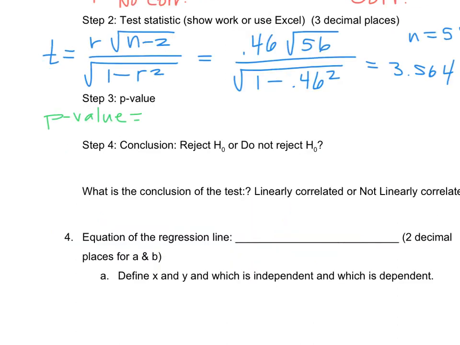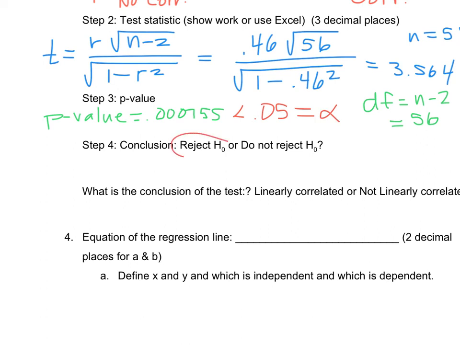To find the p-value, use the online calculator for a t-value, and remember that the degrees of freedom for this test is n minus 2. Because we have 2 variables, we subtract 2 degrees of freedom. So our degrees of freedom will be 56. The p-value that we get from the online tool is 0.000755. For our conclusion, because that value is less than 0.05 or any significance level that we would use, we are going to reject the null. When we reject the null, that means we conclude that there is linear correlation.